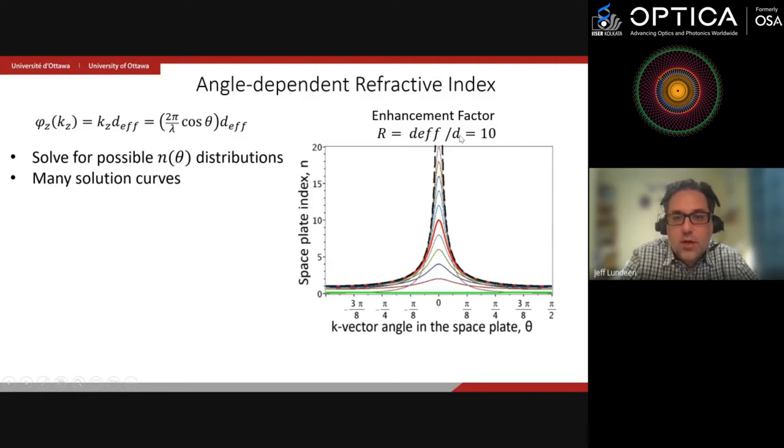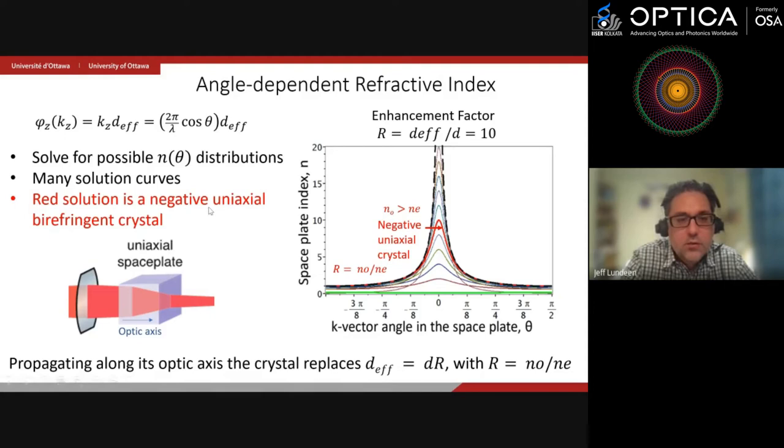And what I noticed just from my optics education is that this red curve corresponds to how a negative uniaxial crystal will change the refractive index. Its refractive index will depend on angle. A negative uniaxial crystal is a birefringent crystal, and that means it has two different refractive indices. There's an optical axis, so it has one refractive index for the electric field that oscillates along the axis, and a different index for the electric field that propagates perpendicular to the axis. And when you're at an angle, you get some combination of the two, and so you get this angular dependence.